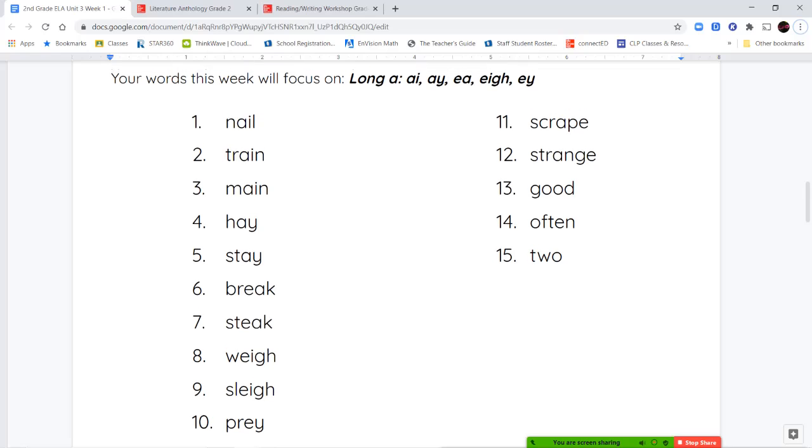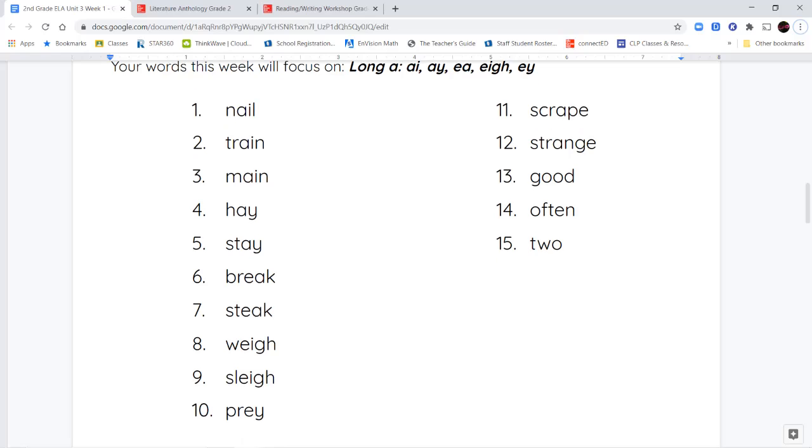So your words for this week are the words nail, train, main, hay, stay, break, stake, weigh, slay, pray, scrape, strange, good, often, and two, like the number 2, T-W-O.